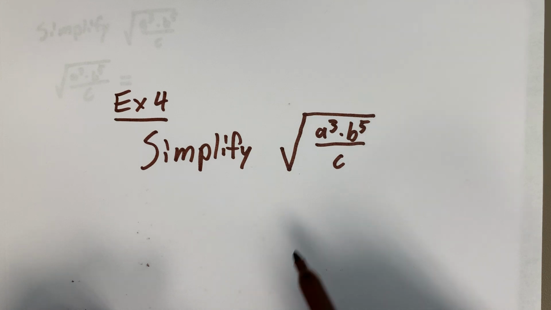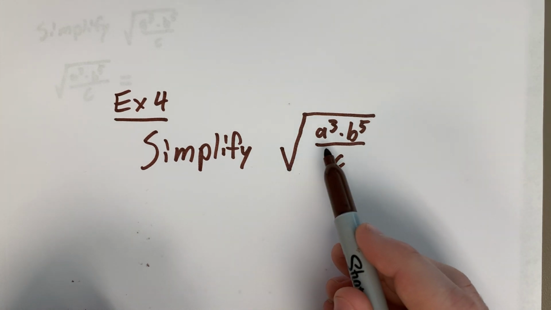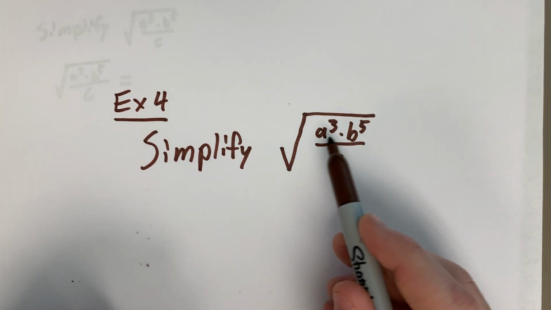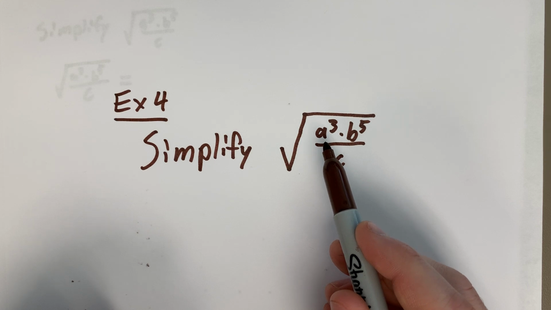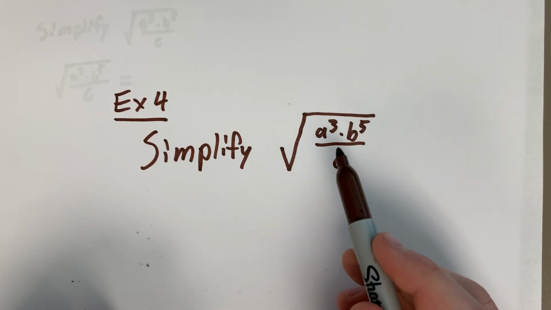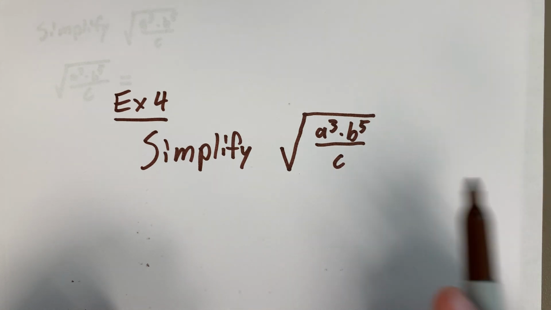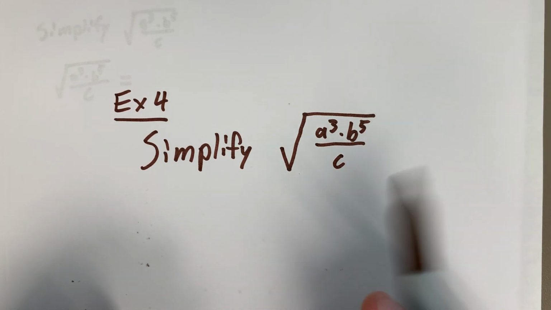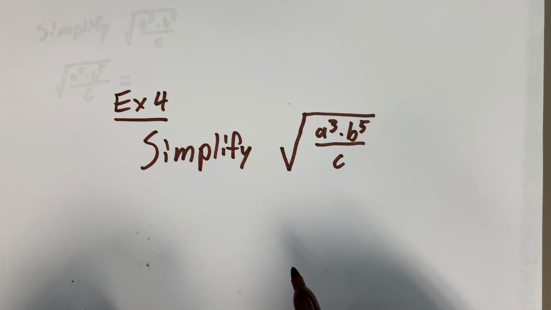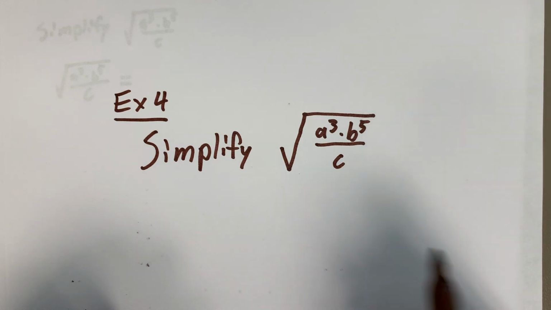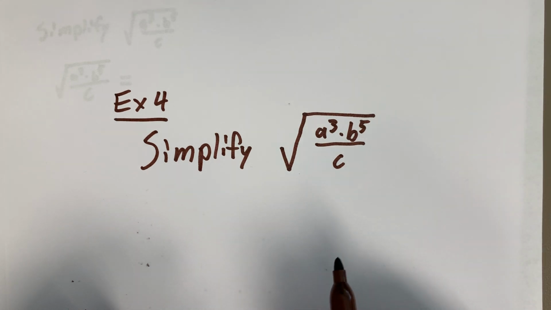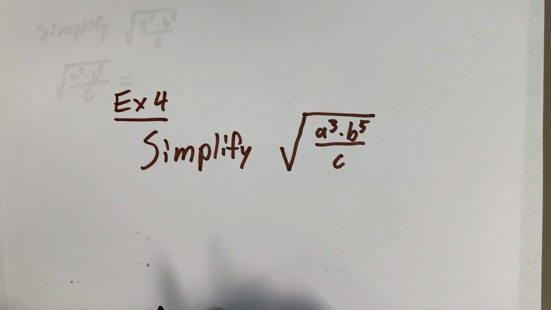So the idea, since we're dealing with the square root, would be to get the a cubed into clusters of 2, so we can cancel the square root, and get this b to the fifth also in clusters of factors or pairs of 2. The c, we only have one of them, so we can't really do that with the c. We'll be stuck with a square root of c somewhere. So how does this actually work out?